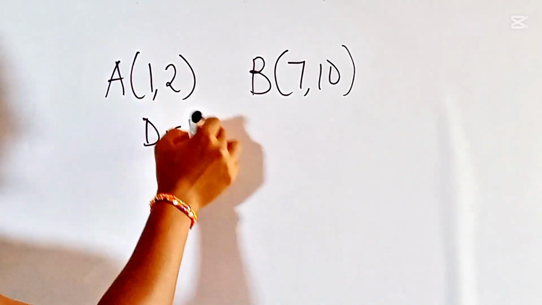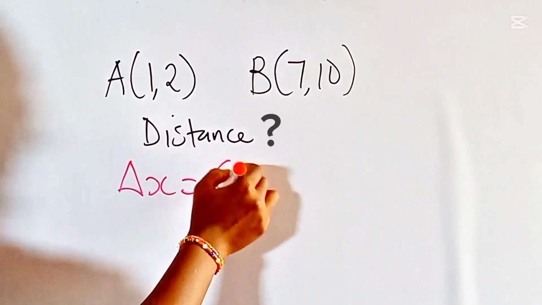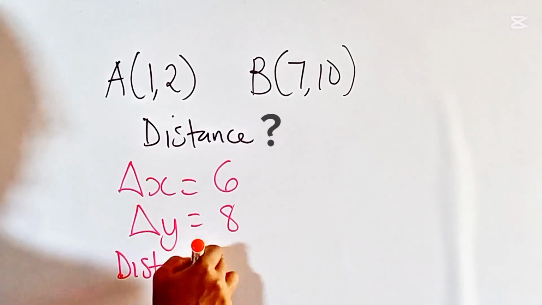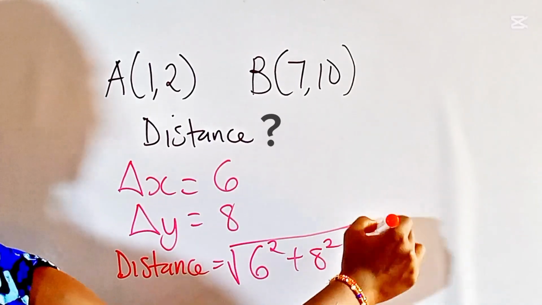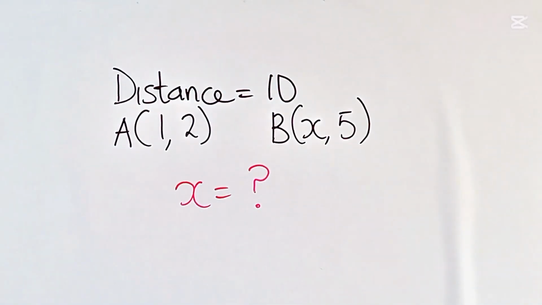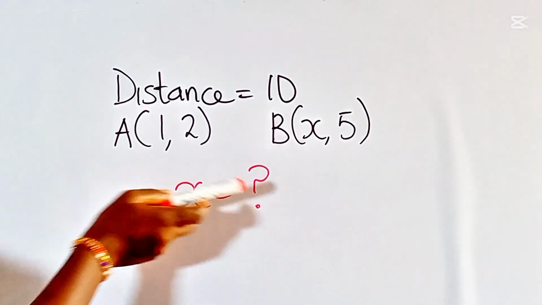Find the distance. Okay, so from this question, we already know that the change in x is equal to 6 and the change in y is equal to 8. So the distance is equal to the square root of 6 squared plus 8 squared, which is equal to the square root of 100, and that equals 10. Now you can find distance. But what if something is missing? Can you find x?